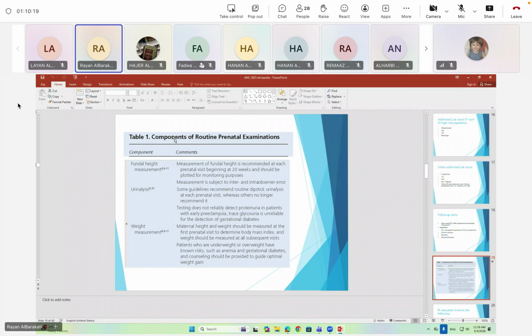This is a table that shows the components of a routine perinatal examination. It will have the fundal height measurement, urine analysis, and weight measurement, plus the vital signs.